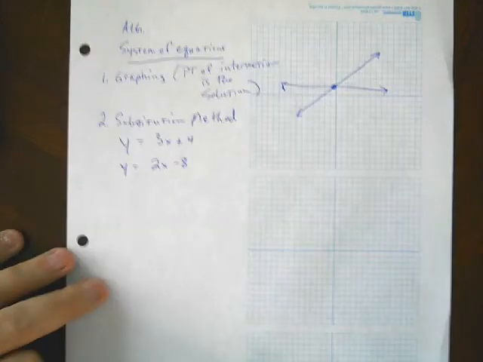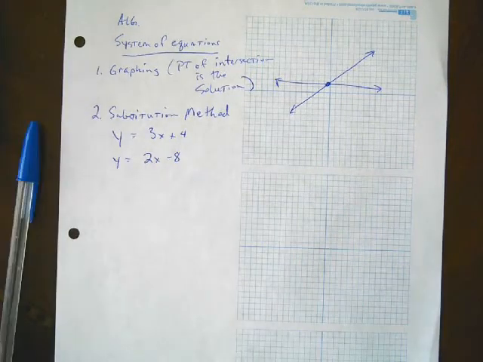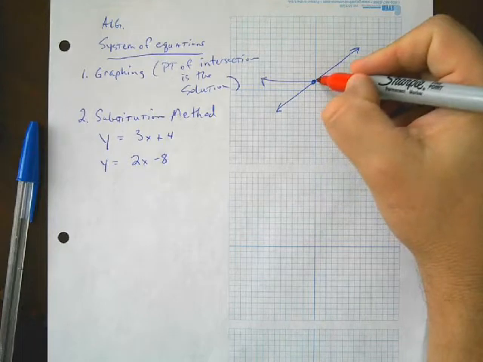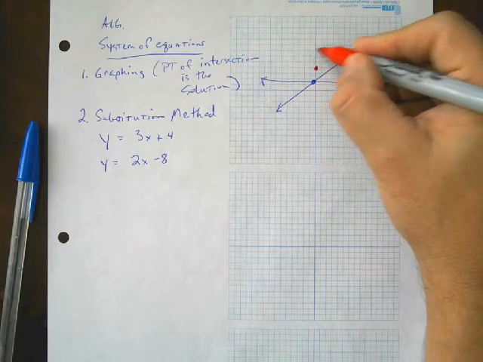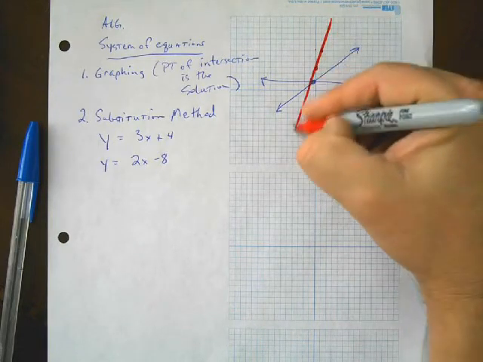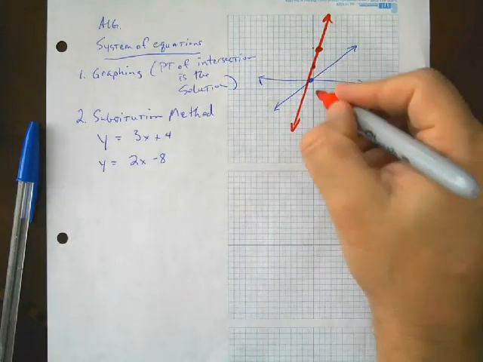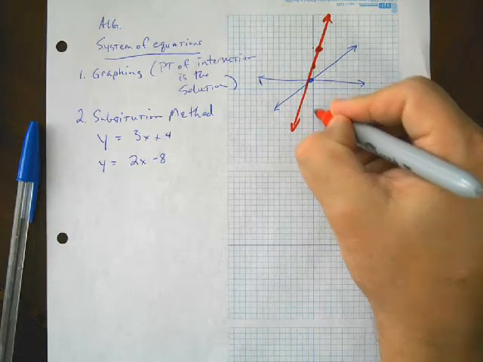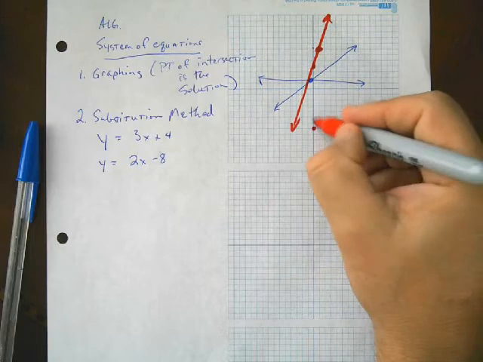Now, to graph those, that's not that difficult of a graph. I'm going to do it in red so you guys can see a little bit better. But 1, 2, 3, 4, and we go up 3 over 1. There's the first line. And the next one, 2x minus 8, we go down 8. 1, 2, 3, 4, 5, 6, 7, 8. And we go up 2 over 1.